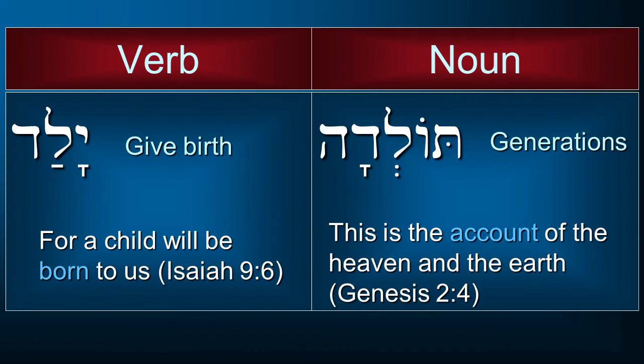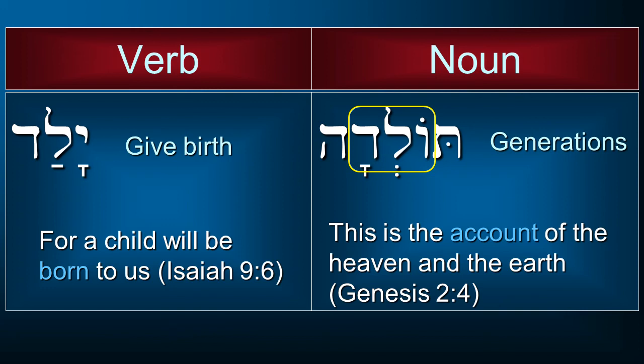Yalad is the word to give birth. We see that in Isaiah chapter 9 and verse 6: a child will be born to us. That's the root word yalad there. And then the related noun, toledoth. You say, well, gee, that doesn't look alike, but look at the middle three letters, what we call the triradical. And you say, well, that's a vav instead of a yod in the beginning. Yes, it lengthened when it became part of this larger word.